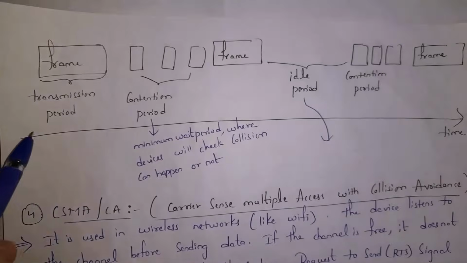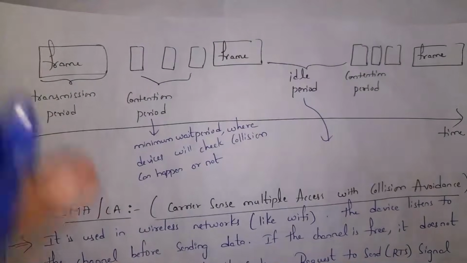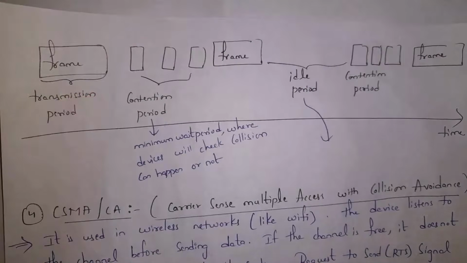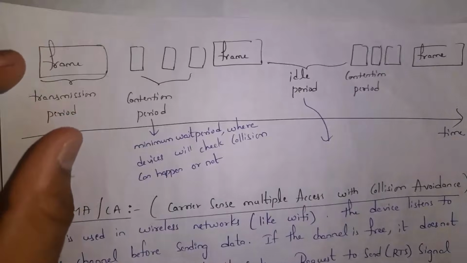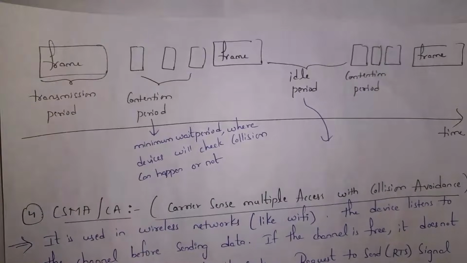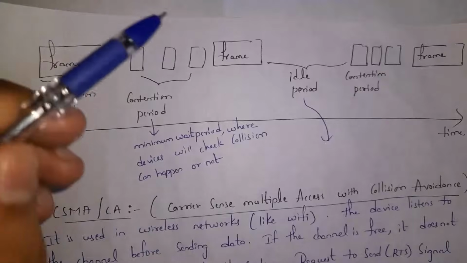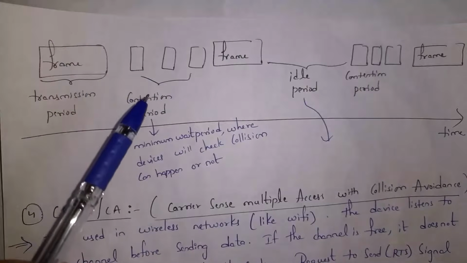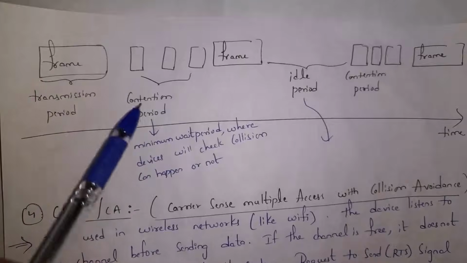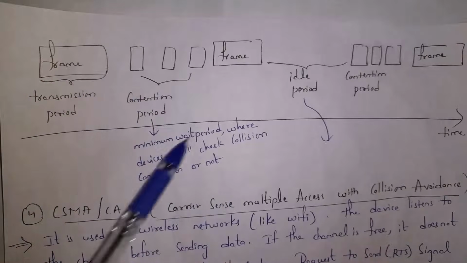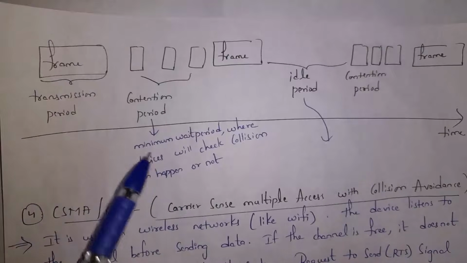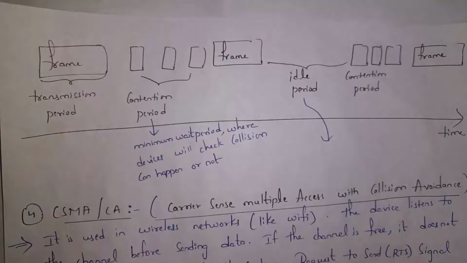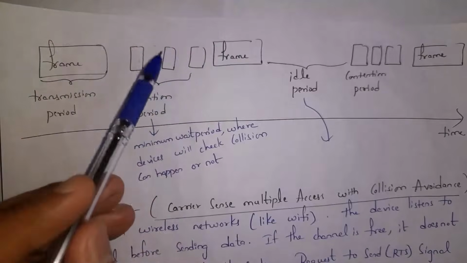Just for example, this is the communication channel, that is nothing but a single wire. One device is sending one frame at a time. As the device is sending a frame, we call it the transmission period. After sending a frame, the device will not send another frame immediately. It will wait some time before sending the other frame, as the device is waiting some time in order to check whether a collision will occur or not. This time is known as the contention period. So the contention period is nothing but the minimum waiting time that a particular device will follow in order to check whether a collision will occur or not. As no collision will occur, the device will send the other frame.